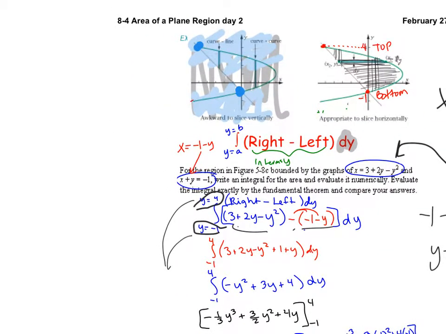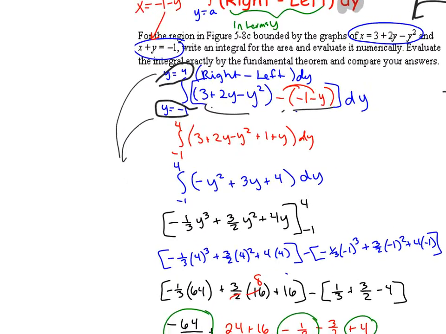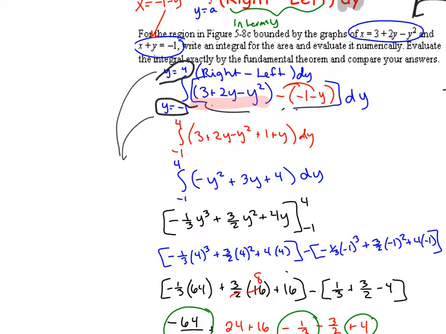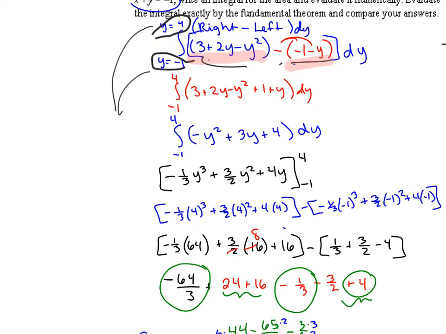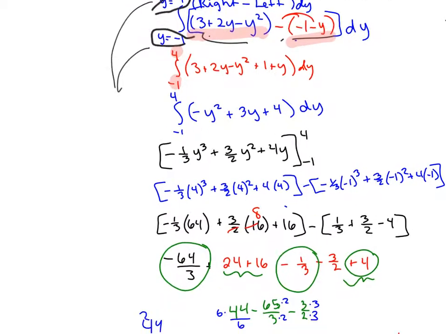I just talked and didn't even outline. The right function is the parabola. The left function is the line, because we're going from right to left. And as you can see, parabola and line. So that's how they set it up. And you have to go from -1 to 4.